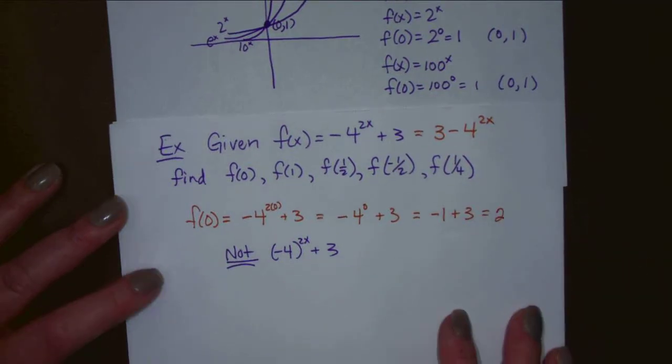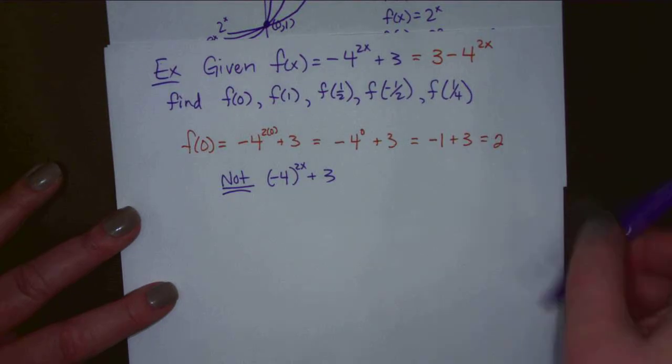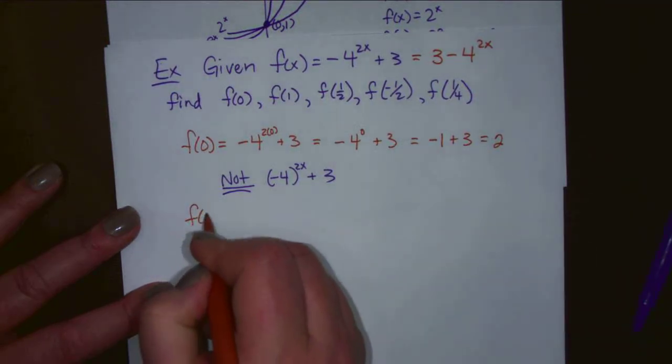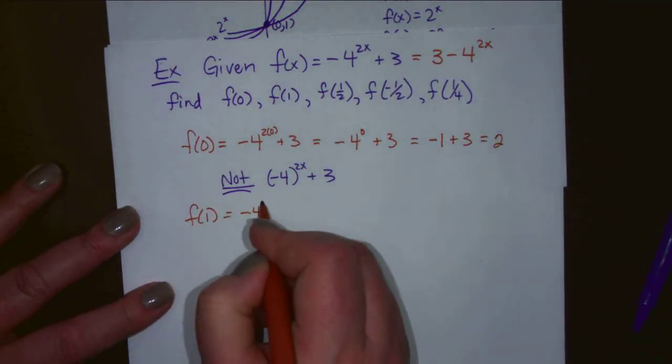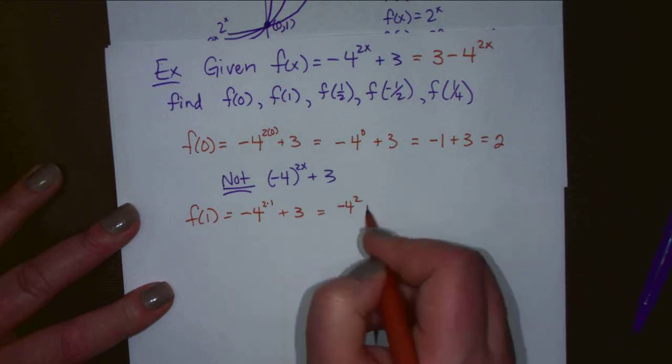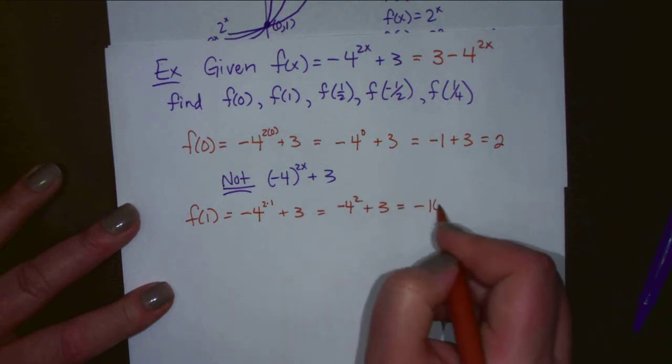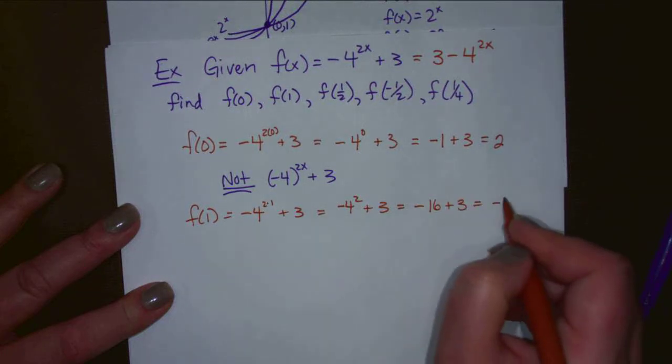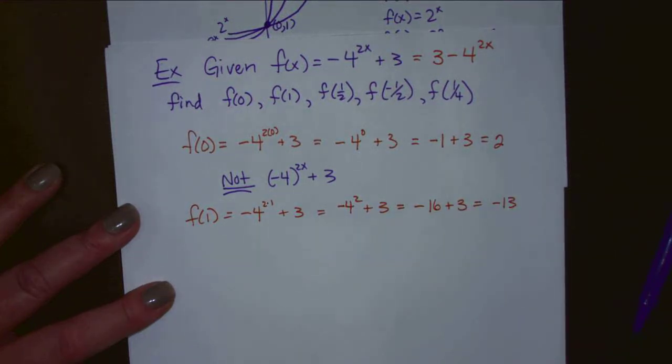Okay, what about the next one? F of 1. So minus 4 to the 2 times 1 plus 3. So minus 4 squared. 4 squared, 16. Minus 16 plus 3. So the minus is in the front.